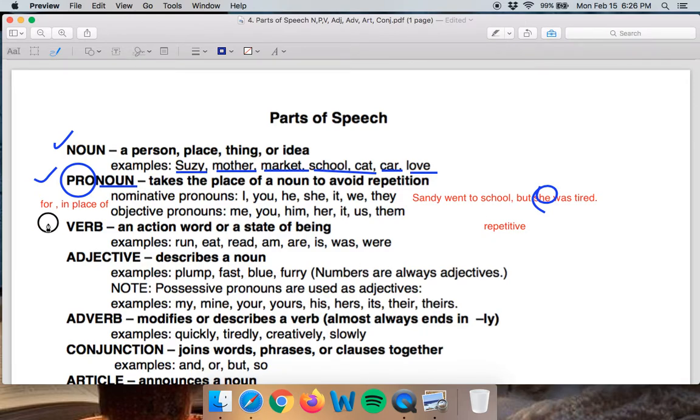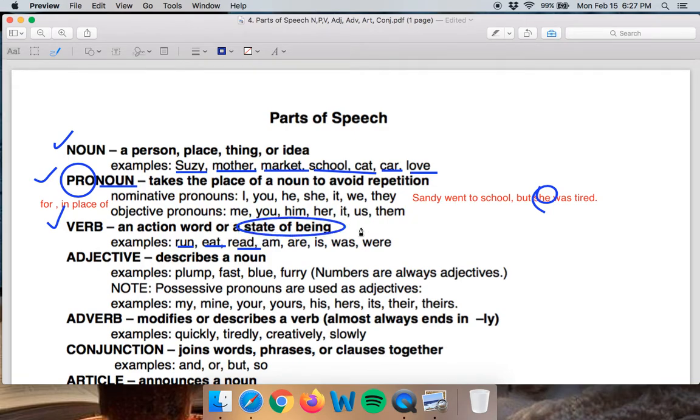The next part of speech we want to talk about is a verb. Verbs are action words. Real easy to think of verbs as action words. Words like run. Running is an action. Eating is an action, right? Reading is an action. I read. It's something I do. But there are also some kinds of verbs that aren't actions. They're weird. They're called state of being verbs.